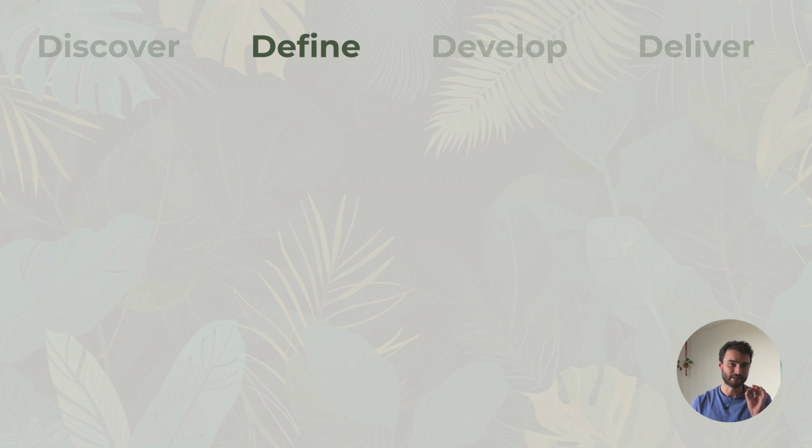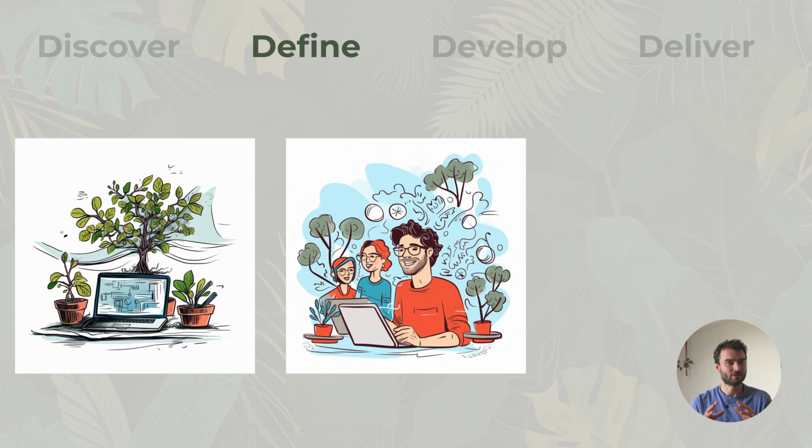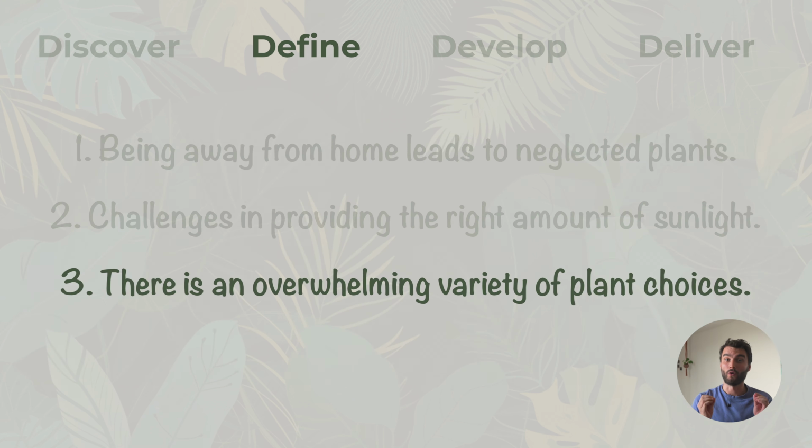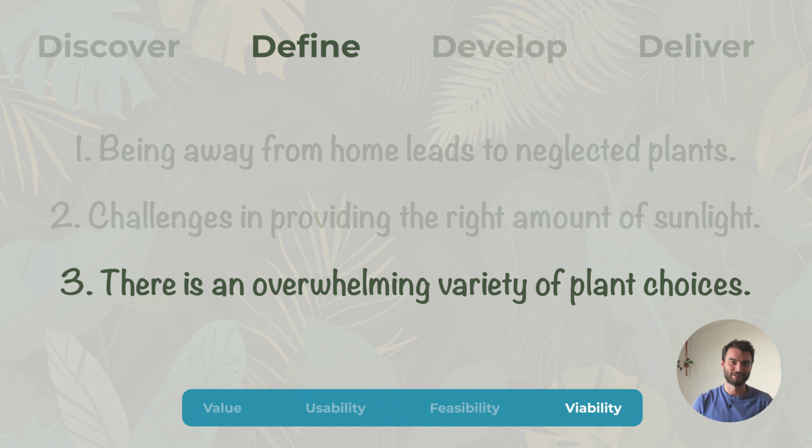In the define phase, we check the internet, talk to our customer base and focus on the most common and impactful problem, the overwhelming variety of plant choices and their needed care. It also fits our company goal and long-term vision of providing the best assistance to care for your plants. We feel that this can be very viable to us.